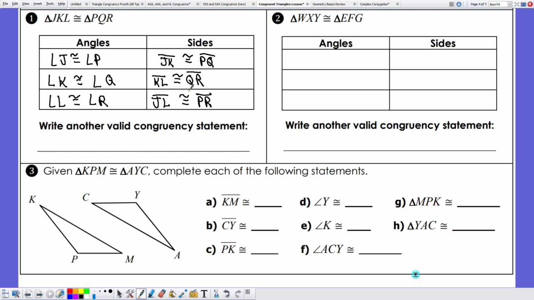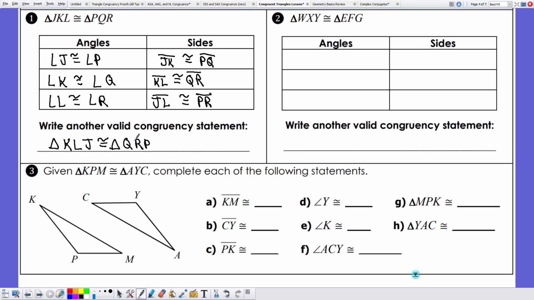And then another valid congruency statement, aside from what we have, I could say that triangle KLJ is congruent with triangle K matches up with Q, L matches up with R, and J matches up with P. That could be another valid congruency statement.